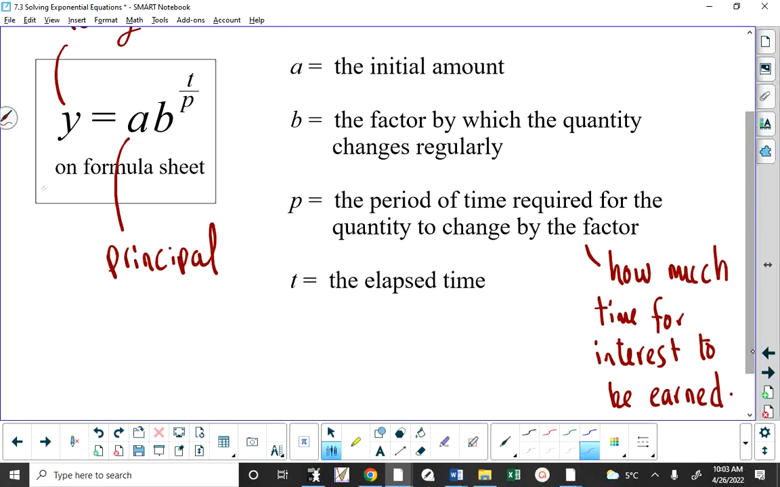So we're going to get to the specific example in a second, but if I told you you were getting interest annually, then P would be 1 year. If I told you you were getting interest twice a year, P would be half a year. P is how long it takes before you get interest. And we'll get to B.